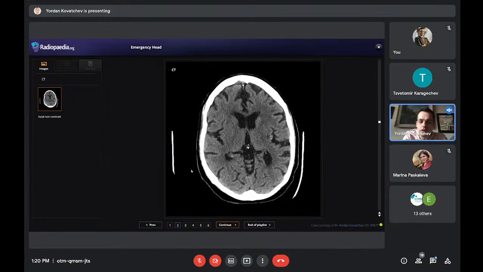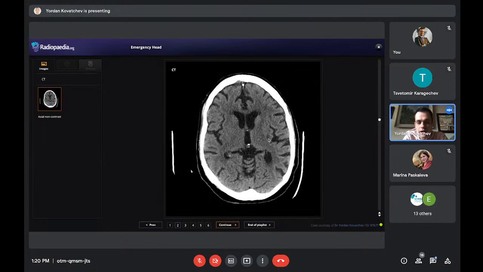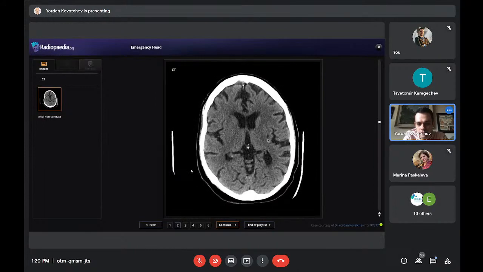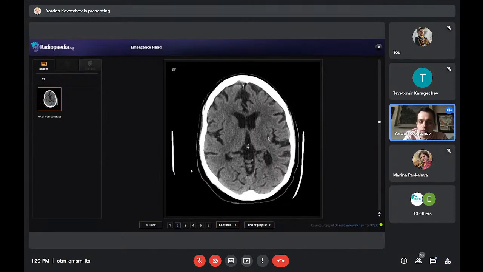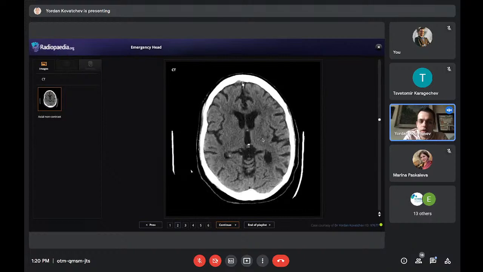Even on the left side here, there is a very well circumscribed hypodensity. It's either a dilated perivascular space, which is again a normal finding, or it can be a small lacunar infarction. This is a subtype of the cerebral infarction, but it's old because you see how well it's circumscribed. It's almost the same density as the cerebrospinal fluid.